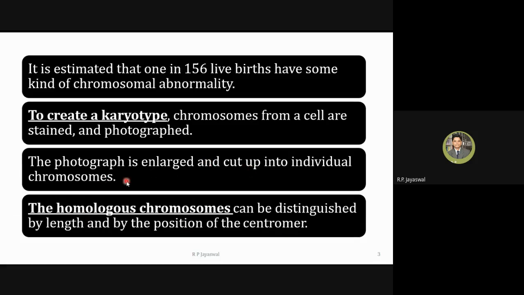Okay, so we can search for the partner chromosome once we have cut out the individual chromosomes. We have 46 chromosomes in normal cases, and we have to search out the partner of each and every individual chromosome, right? When we find the partner, we call it a homologous chromosome. The basis of distinguishing the chromosomes is the length of the chromosome, and the second basis is the position of the centromere. So length and position of the centromere help you find the homologous chromosomes.